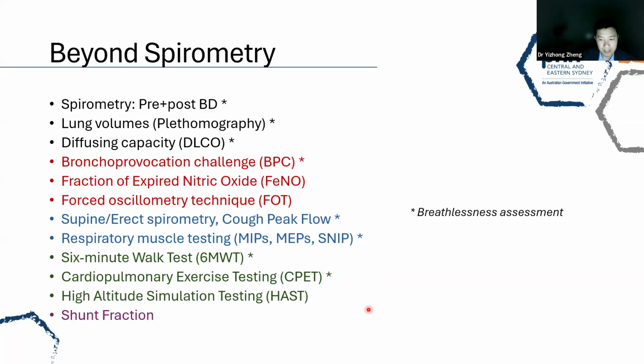High altitude simulation testing is for those who have chronic lung disorder and are borderline. You need to assess whether they need supplemental oxygen therapy before their overseas flight. And then shunt fraction, not very often done, but more for patients who have unexplained hypoxia, looking for right to left shunt. So I've put stars next to the ones that we do for breathlessness. Obviously not a shotgun approach where we do them all, but an algorithmic or ordered approach, depending on their history, examination and imaging findings.